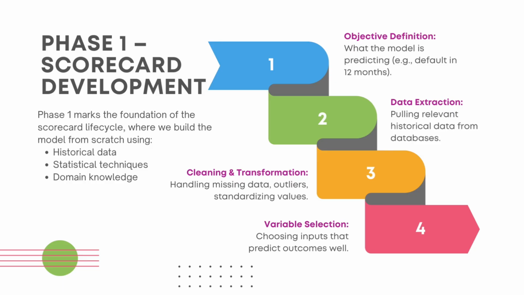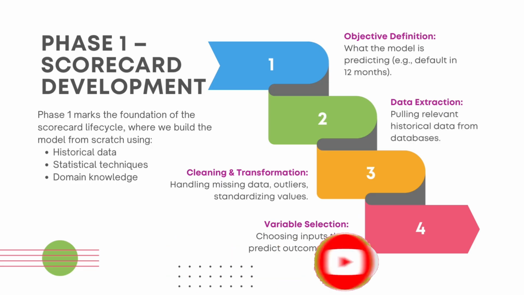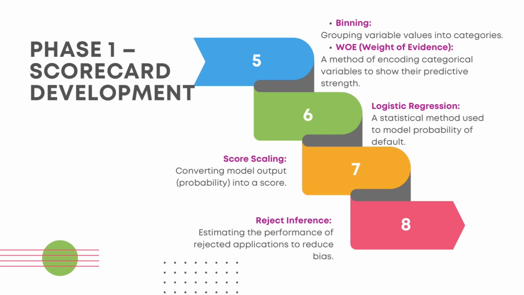Data extraction. Pulling historical data on customers and their performance, whether approved or rejected applications. Cleaning and transformation, which means handling missing values, treating outliers, and standardizing the variables. Variable selection, it means choosing variables that are predictive and make business sense. Next step is binning, which means grouping variable values into categories.